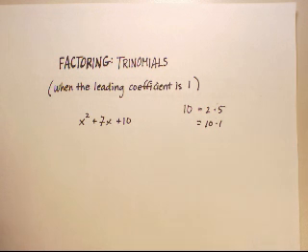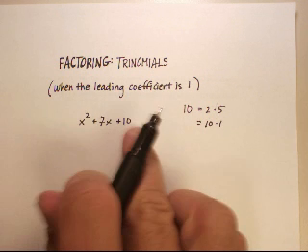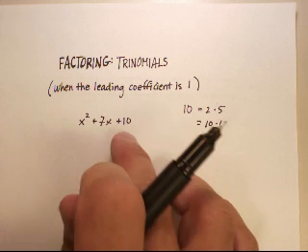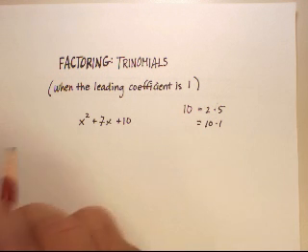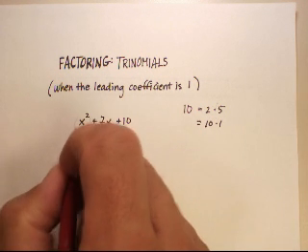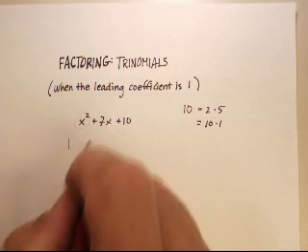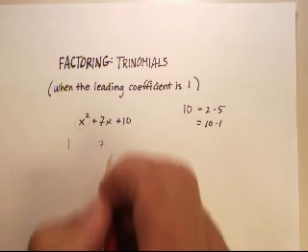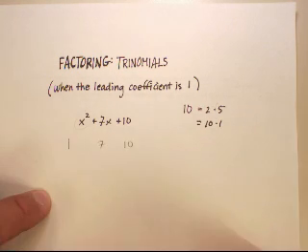Now what is a coefficient? A coefficient is the number that's in front of the variable, or when there's no variable, it's the number itself. In this particular problem, the coefficient in front of the x squared would be 1. The coefficient in front of the x would be 7, and the number at the very end would be 10. Okay?